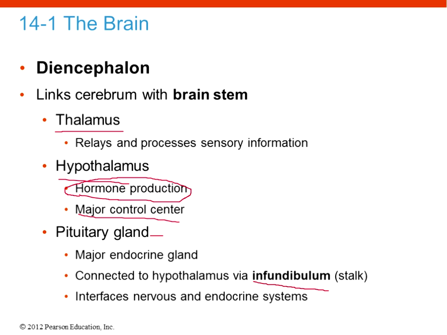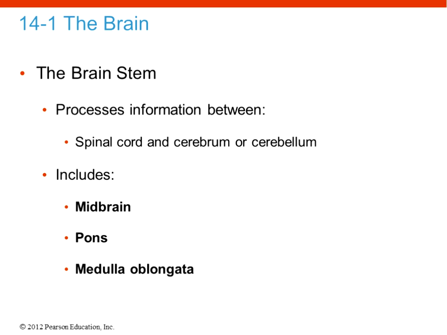And we'll see this really cool interfacing of the nervous and endocrine systems in this relationship that the hypothalamus has over the pituitary gland and uses the pituitary gland to control a lot of regulatory processes and functions in the body.